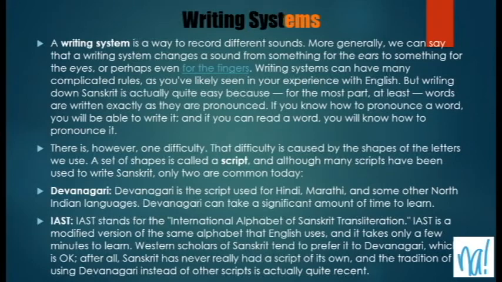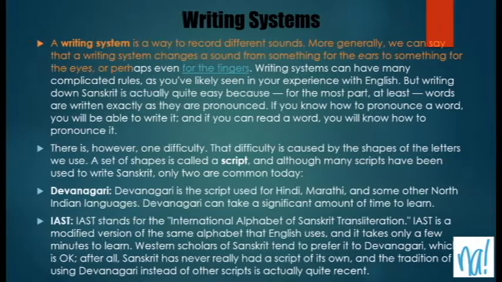Writing systems. A writing system is a way to record different sounds. More generally, we can say that a writing system changes a sound from something for the ears to something for the eyes, or perhaps even for the fingers. Writing systems can have many complicated rules, as you've likely seen in your experience with English.